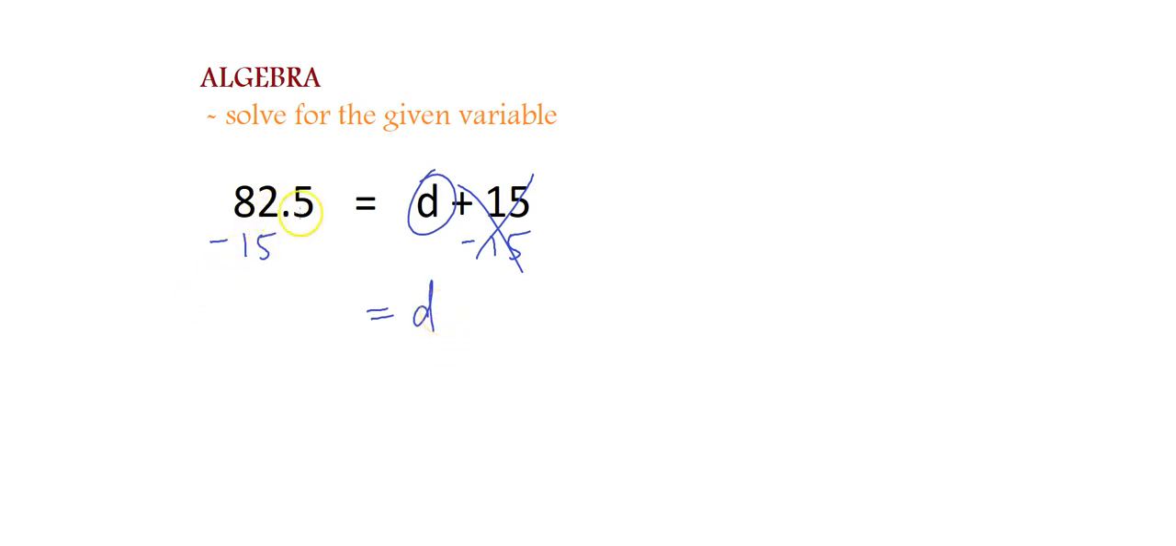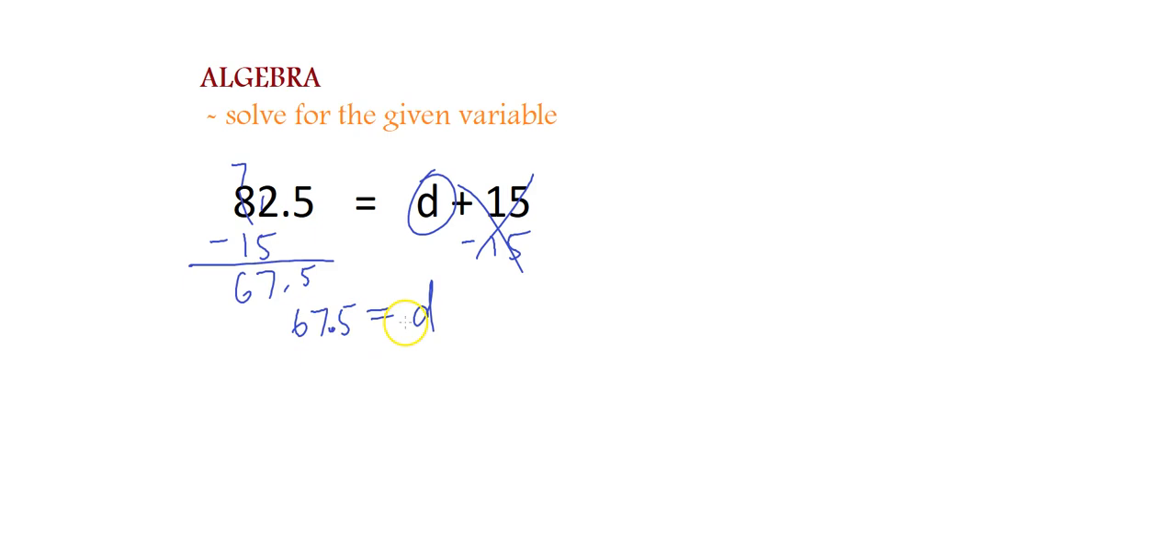And on the other side, we've got 82.5 minus 15. So may as well do that as a subtraction. We're going to get 5 here, we're going to get 7 here, we're going to get 6. So d is 67.5. And that is the value of d.